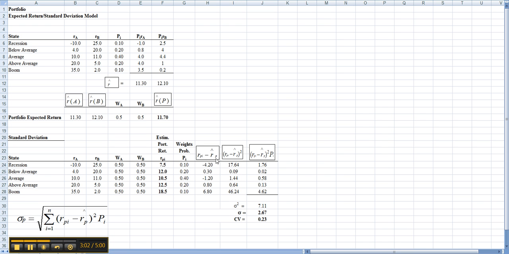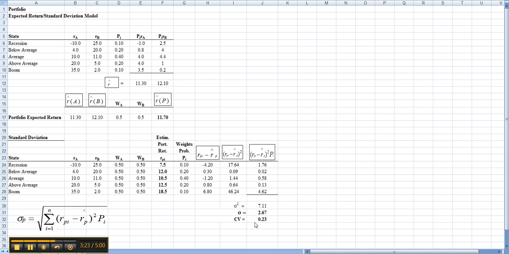You find the deviations, you square the deviations, and you multiply them by the probabilities, which I relisted here. Sum up these products. That gives you the variance. So you take the square root of the variance, and that gives you the standard deviation.